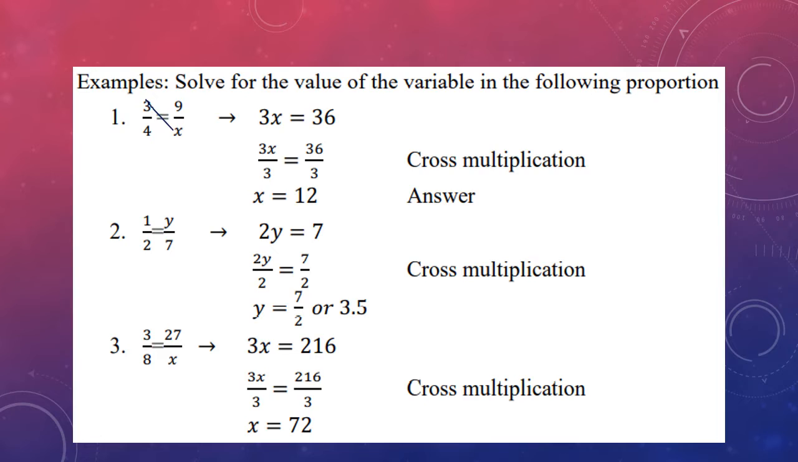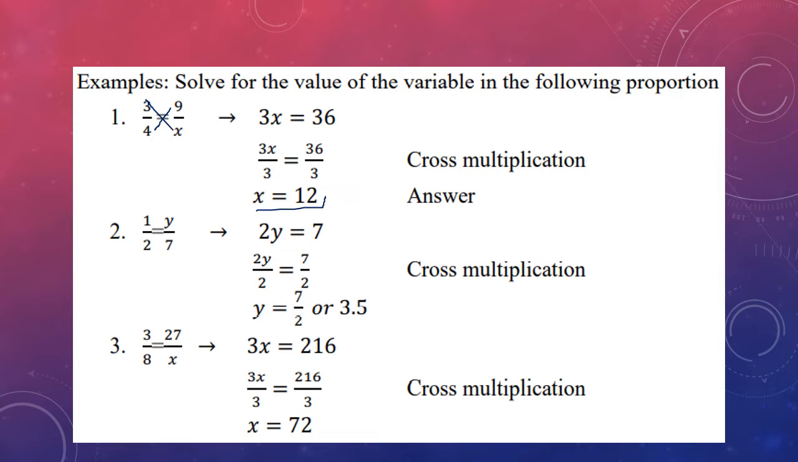Cross multiply. So 3 times x is 3x, then equals 36. Then you're going to divide both sides, the left side and the right side of the equation, by 3 in order to find the value of x. Therefore, the value of x is 12.